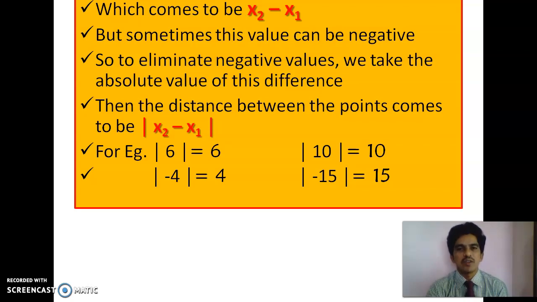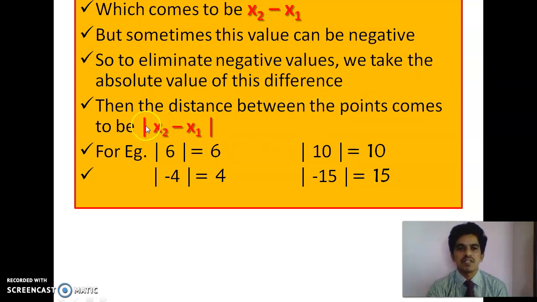Absolute value is nothing but the distance of a value from 0. How far is it from 0? For example, you take the case of 5. 5 is 5 units from 0 on the number line. You take the value minus 4. Actually, minus 4 is 4 units away from 0 to the left side of 0. The symbol indicates the direction in which it is present on the number line, but the distance is 4. So in that case, to eliminate the negative values, we take the absolute value of this difference.